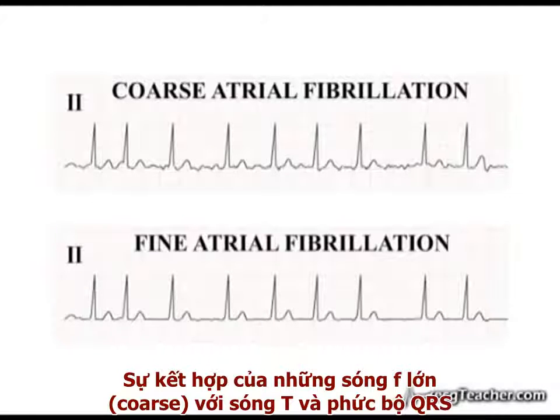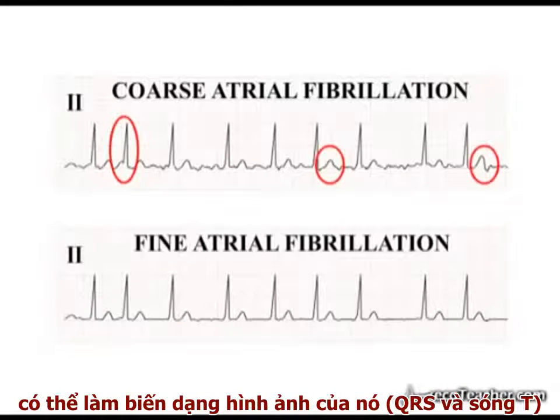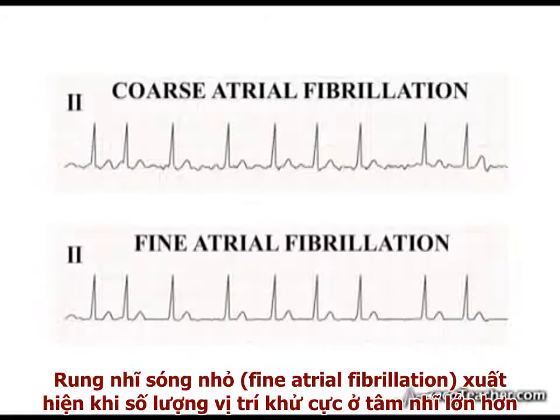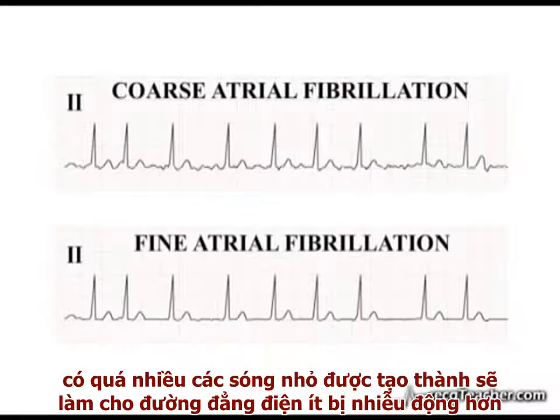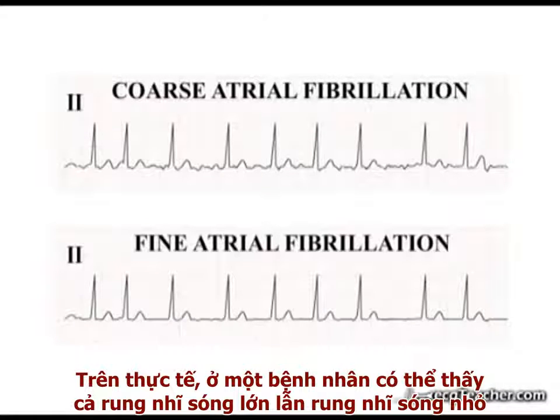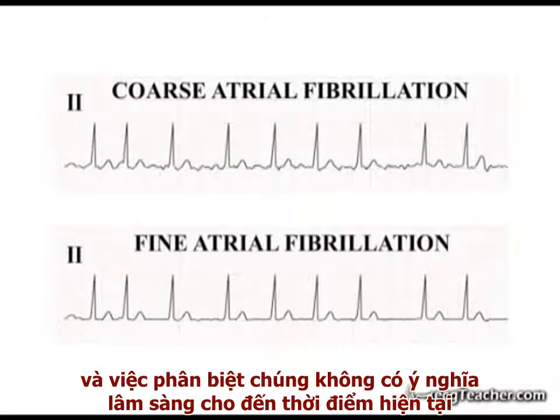Fusion of such coarse underlying F waves with T waves and QRS complexes may distort their appearance. Fine atrial fibrillation occurs when the number of atrial sites depolarizing is larger, the multitude of smaller individual wavelets resulting in less net disturbance of the isoelectric line. In reality, a full spectrum between coarse and fine atrial fibrillation is observed in patients, and the distinction has no clinical significance at the present time.